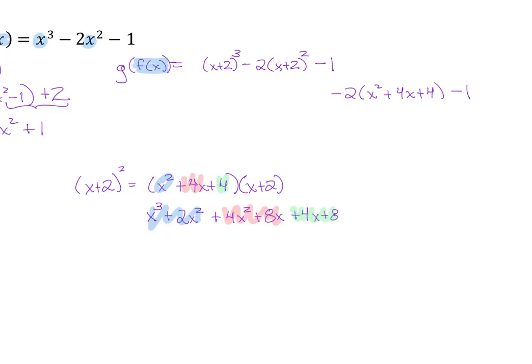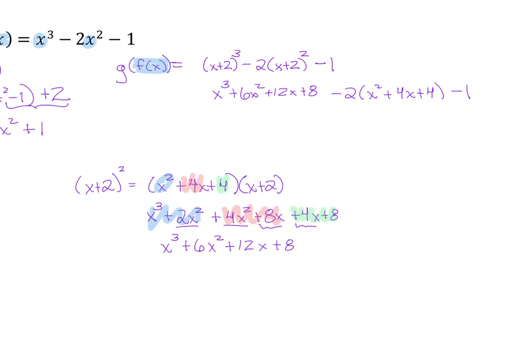All right, we can go ahead and simplify this now by combining like terms. And what we get is x cubed. We have 2x squared plus 4x squared. That is going to be 6x squared. We can combine the 8x and the 4x. That gives us 12x. And we have plus 8. All right, we're going to take this and put it back into our problem. So we have x cubed plus 6x squared plus 12x plus 8.